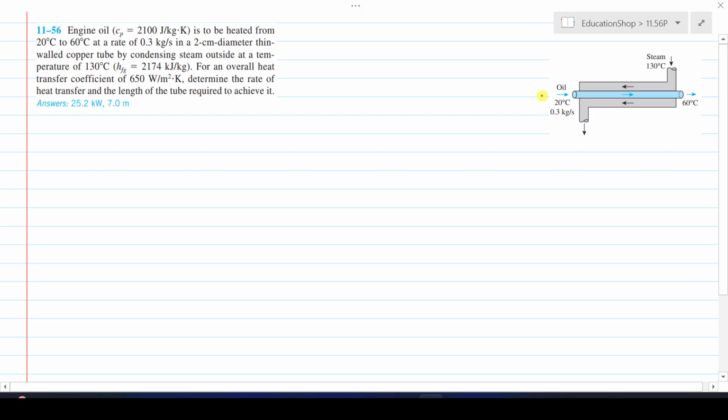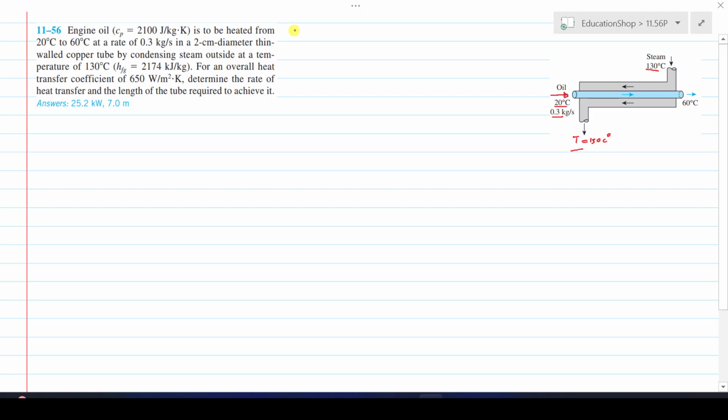In this schematic diagram, you can see the oil is moving inside the tube at a temperature of 20 centigrade, and the mass flow rate of the cold oil is 0.3 kg per second. Its temperature rises to 60 centigrade after it has absorbed heat from the steam. The inside temperature of the steam is 130 centigrade, and the condensate we obtain is also at the same temperature, that is 130 centigrade.